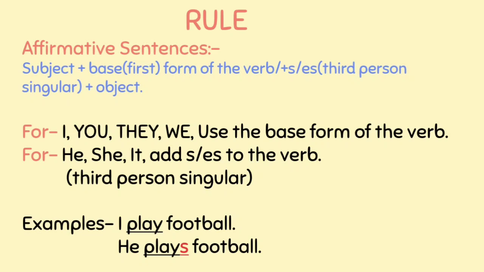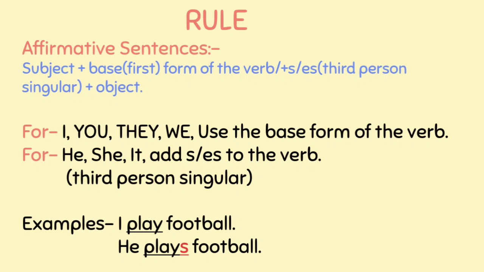Look at the rule. Affirmative or positive sentences, the rule is subject plus base or first form of the verb. And if there is third person singular as a subject, then we will use s or es after verb and then object. For I, you, they, we will use the base form of the verb or the first form of the verb, right? And for he, she, it is third person singular. He, she, it are singular and third person also. So we will use s or es after verb, right?